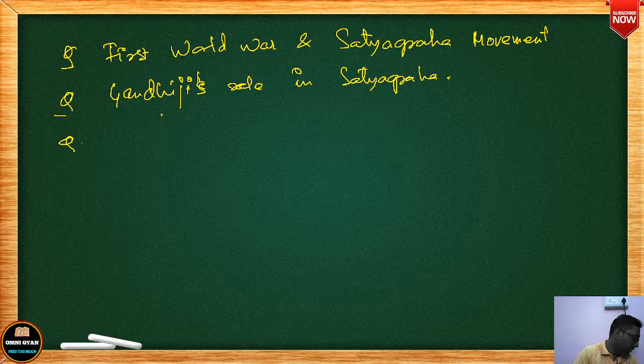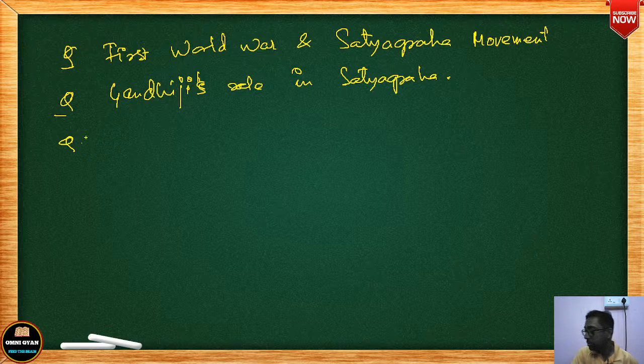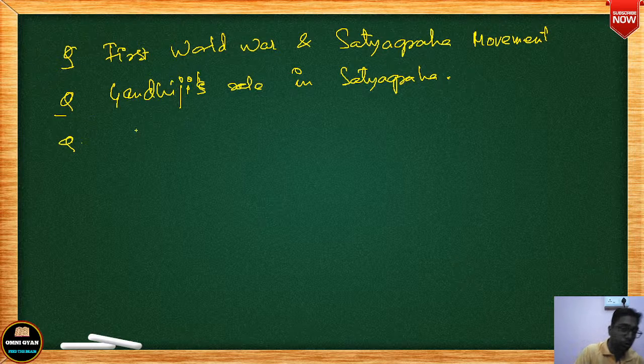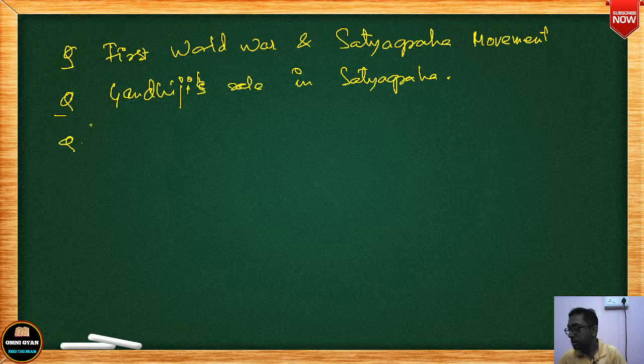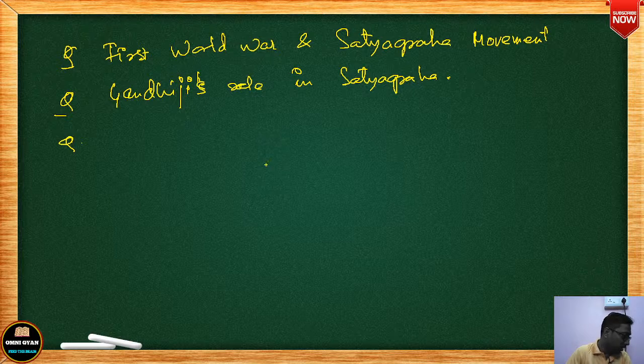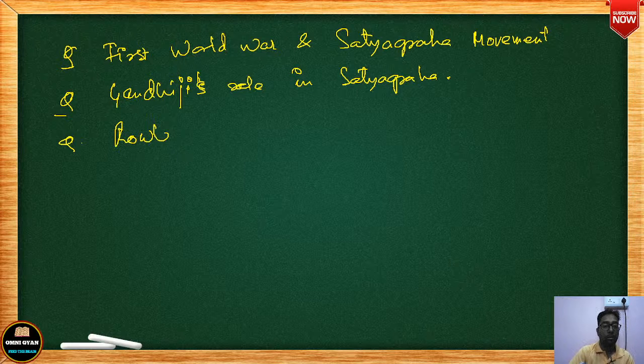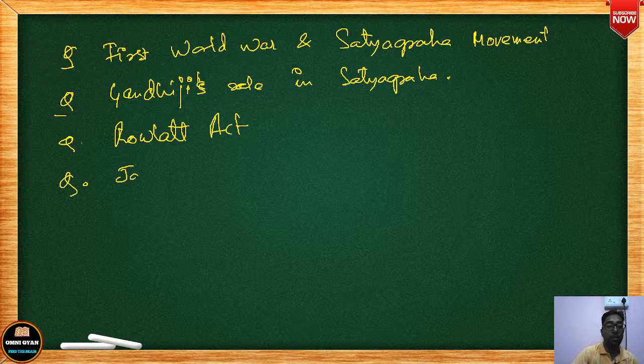For short notes or short questions and answers, you study these movements: the Champaran Satyagraha, the Kheda campaign, the Ahmedabad mill strike, the Rowlatt Act. Study the Rowlatt Act very nicely, I find it very important. Then the Jallianwala Bagh massacre is very important.